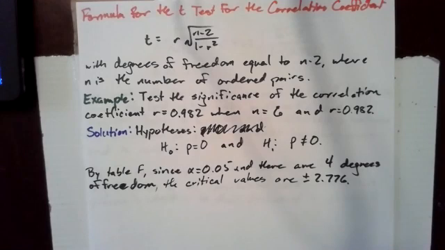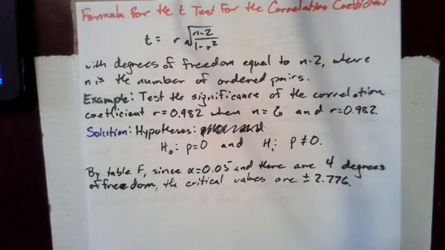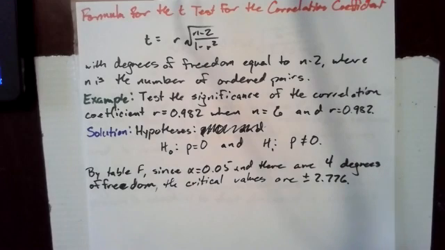So the hypotheses are H naught, our null hypothesis, is that rho equals 0, and H1 is rho is not equal to 0. So it's going to be a two-tailed test. By table F, since alpha equals 0.05 and there are 4 degrees of freedom, the critical values are plus or minus 2.776.